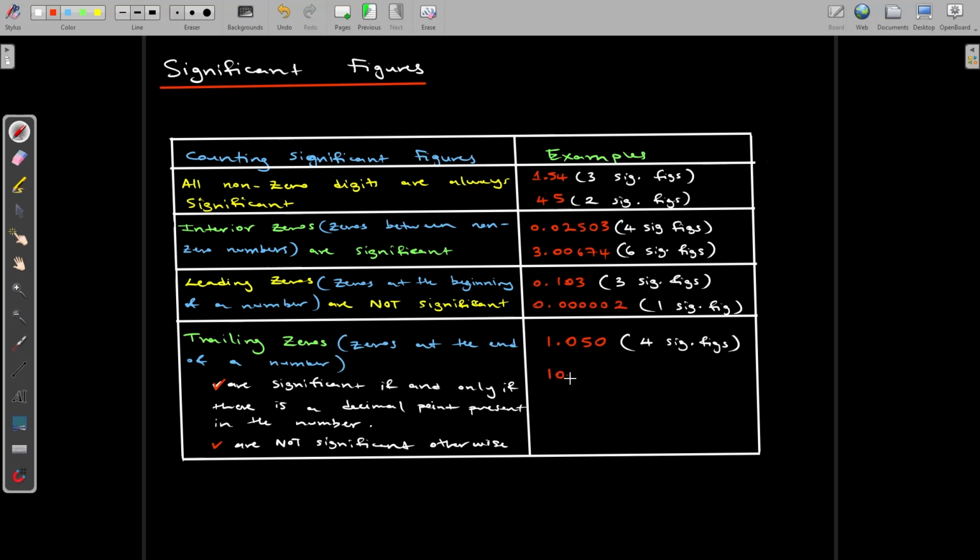What about 1000? 1. And then we have 190. 2. Two significant figures. All right, so that's how we approach counting significant figures.